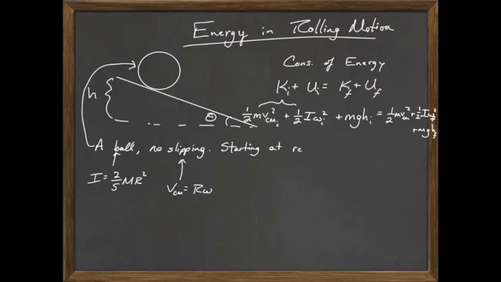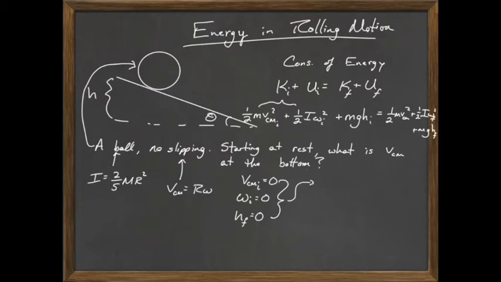If it was starting at rest, we know the initial speed is 0. We know the initial angular speed is 0. And we know that the final height is 0 as well. So if we put all those factors into our conservation of energy equation, we simply get that all the potential energy we start with converts into two types of kinetic energy, a translational and a rotational. And so now all we need to do is plug in some expressions and start simplifying.